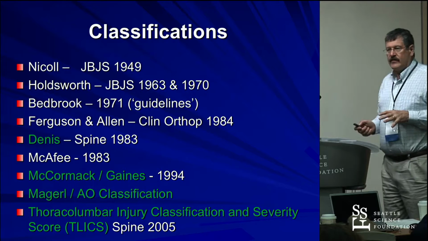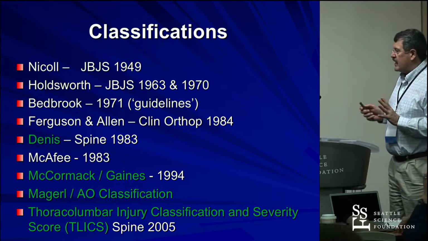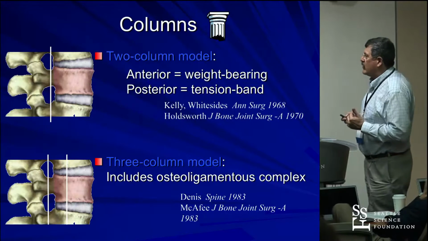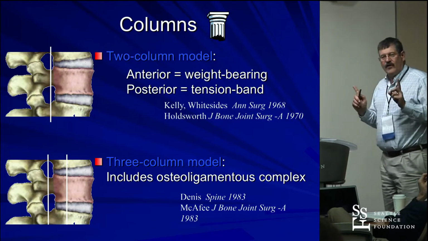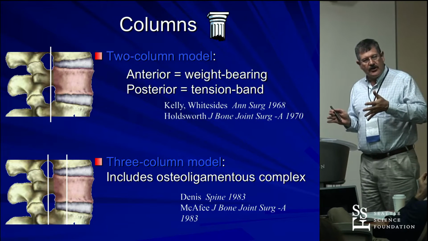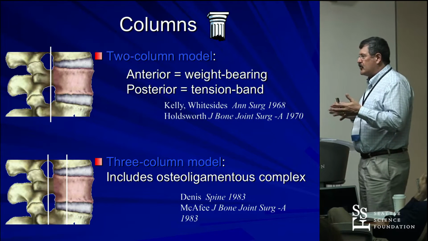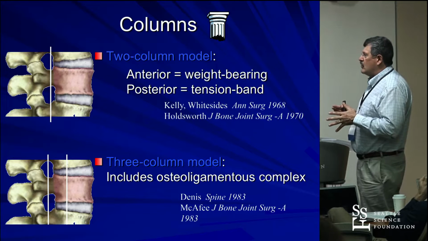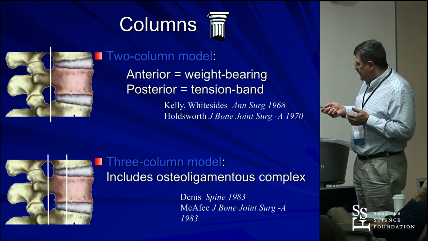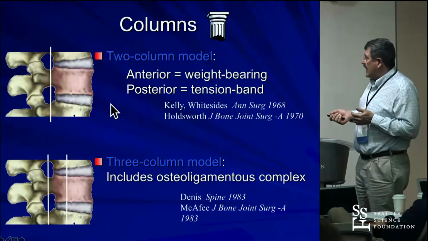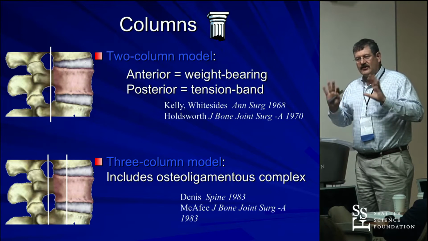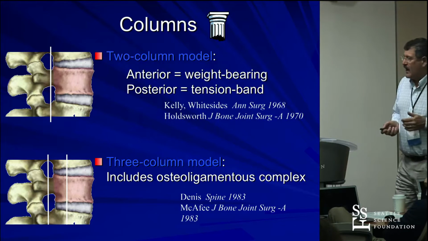We've had a lot of classifications over the years, and I'm only going to really talk about a couple of these things and how this evolved and how we got to where we are now. Early on, it's very interesting because they had a two-column kind of concept. There was the anterior part of the spine, the vertebral body, which resisted axial load, and then a posterior tension band. And I find it very interesting that when we started doing this in the late 60s, 1970, that was the concept, and really that's what we're back to, okay? And that was probably right.